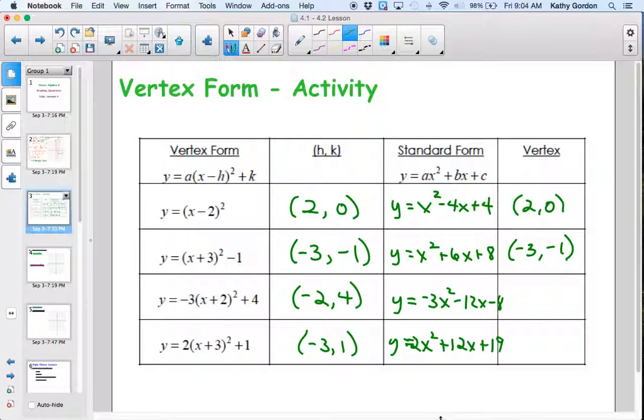What did we end up with when we did standard form? Yeah, Henry? Negative 2, 4. And on the last one, David, what do we get? Negative 3, 1. So the moral of the story is, what? It's the same. H comma k is a vertex.